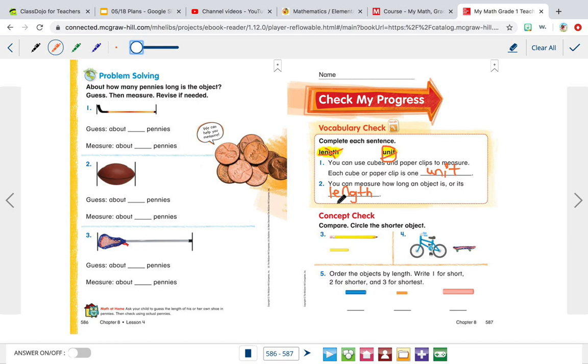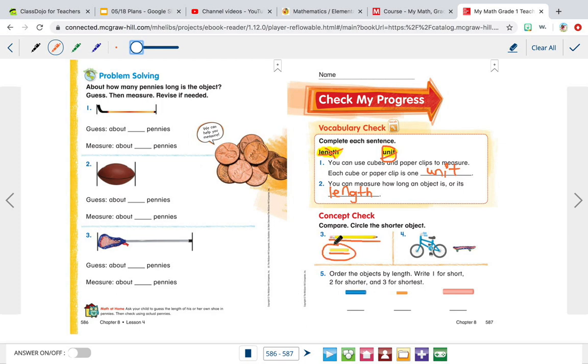All right, concept check. Compare the lengths. Circle the shorter object. So here's this pencil here. It starts here and it ends all the way over here. And here's this little crayon or eraser. And it starts here and ends right here. Which one is shorter? Well, look at the line for this one and look at the line for this one. This one is much shorter. So we're going to circle this one.